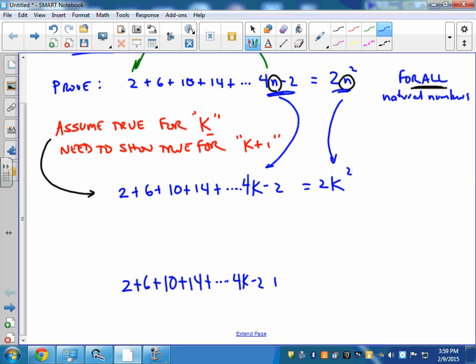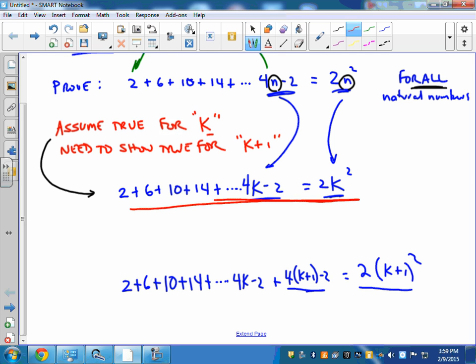Now I'm going to add the next term, the term that comes after this would be 4 times k plus 1 minus 2. And that's supposed to be the thing that would come after this, which would be 2 times k plus 1 squared. So somehow logically we have got to get from this line to this line.